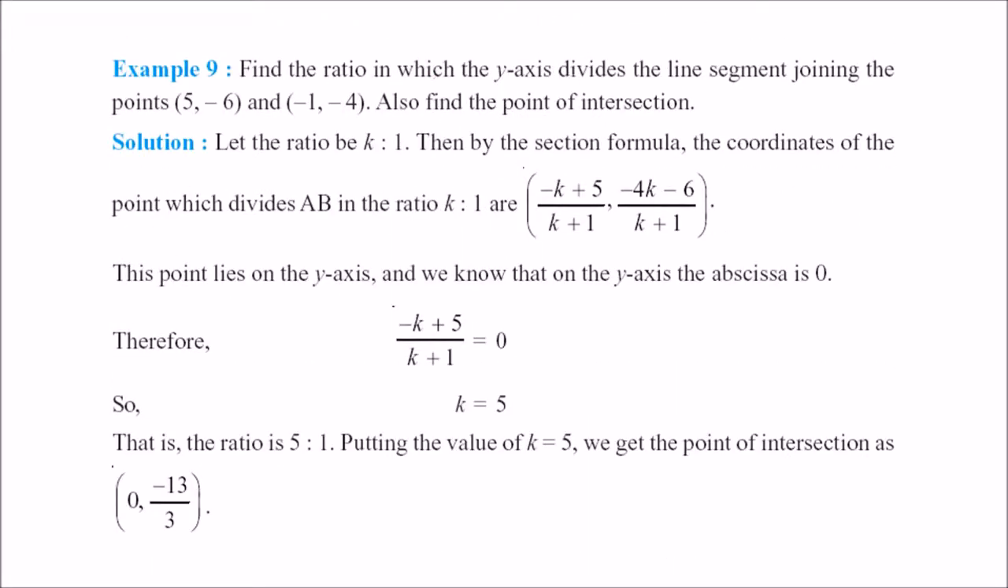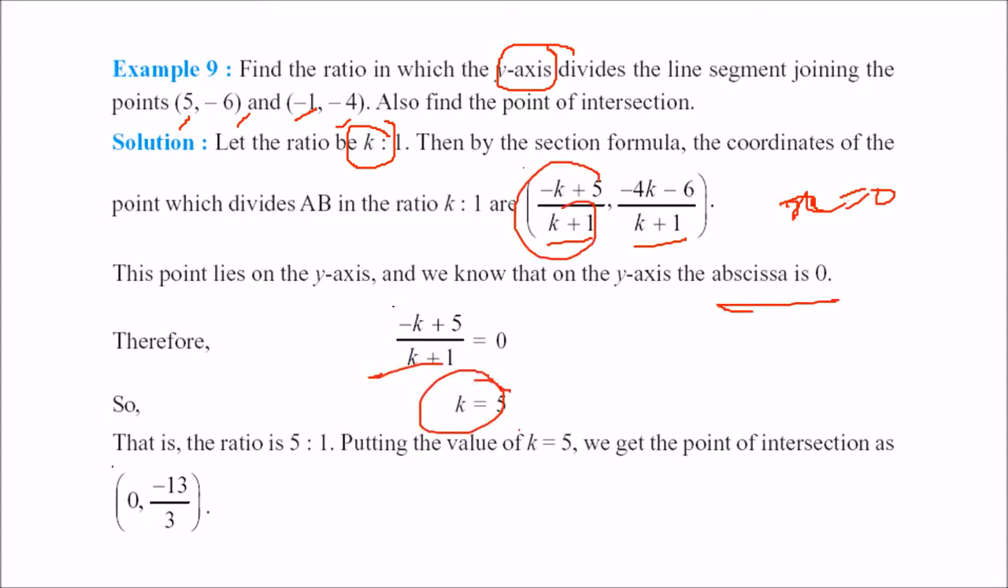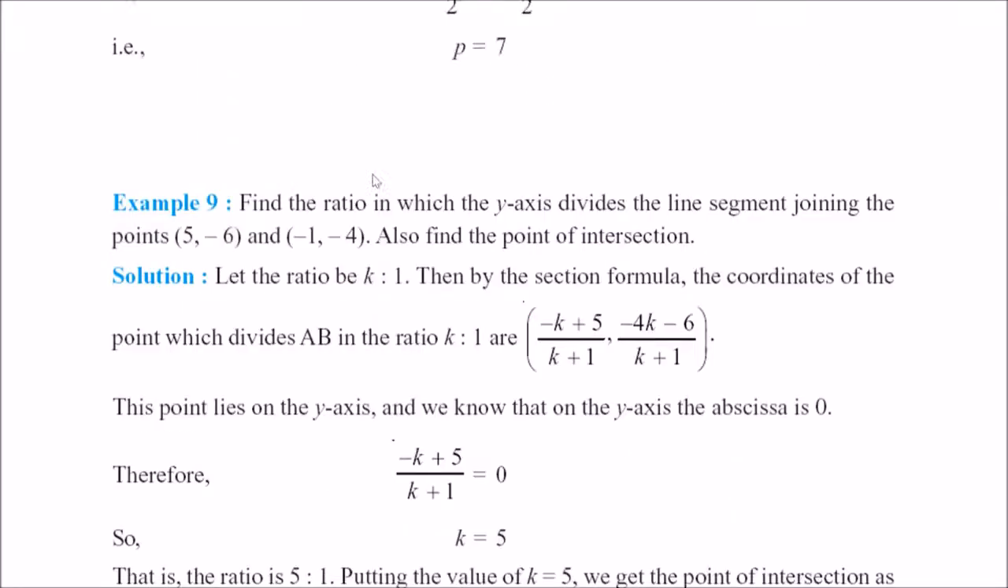Now find the ratio in which the y-axis divides the line segment joining these two. So just take the ratio as k is to 1, and by the section formula these two will come. These are x1, y1, x2, y2. And now because the question says y-axis, you know in the y-axis x will be equal to 0, that is the abscissa will be 0. So just place this equal to 0, you get k equal to 5. And k equal to 5 you place in any of these equations, you get y, the second one, equal to minus 13 by 3. So the point will be 0 and minus 13 by 3. This is what you can get.